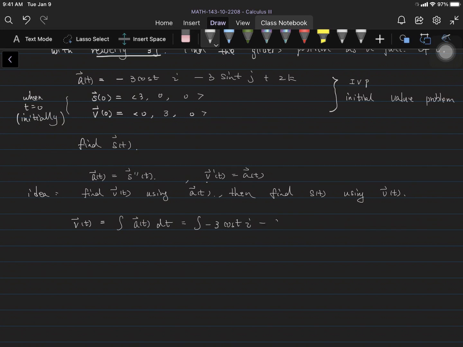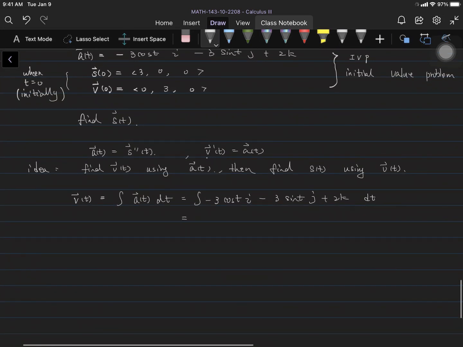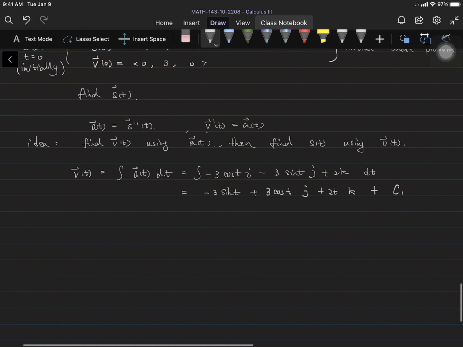So here I just plug in. You don't have to copy this one, you can calculate it directly. So the integral of -3 cosine t is -3 sine t. And the integral of -3 sine t should be 3 cosine t, since the integral of sine is negative cosine. And the 2 here, 2t k. And be careful, we have an arbitrary constant, right? So here we write it as C1. You can also just write C, it doesn't matter too much. I like to do C1 and then later I use C2, but you can always use C.